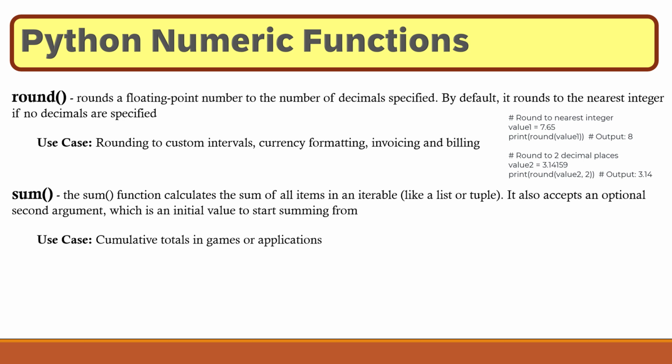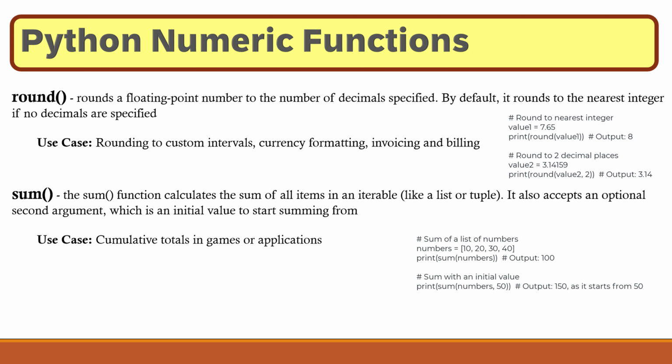And the last one is the sum function. So the sum function calculates the sum of all items in an iterable, like a list or a tuple. It also accepts an optional second argument, which is an initial value to start summing from. And a use case for using the sum function is cumulative totals in games or applications.